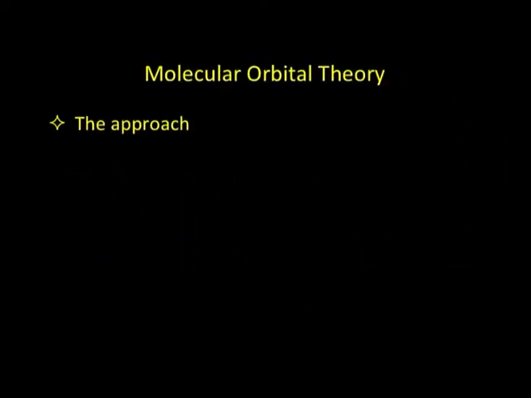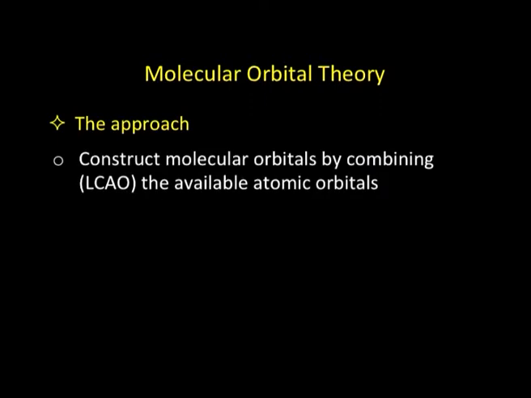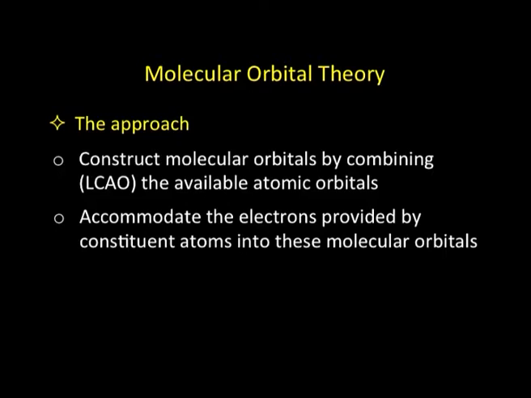We use molecular orbital theory to understand chemical bonding in different kinds of molecules. The approach is as follows: as a first step we construct the molecular orbitals by combining the available atomic orbitals, and we use the LCAO approach for the purpose. Thereafter, we accommodate the electrons provided by the constituent atoms.